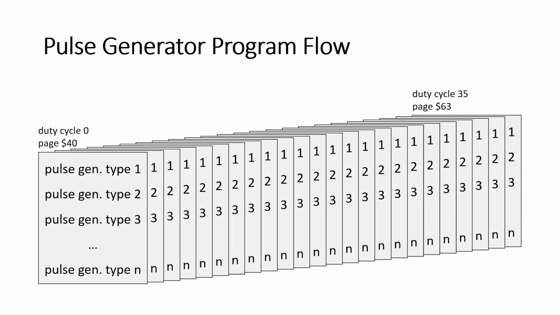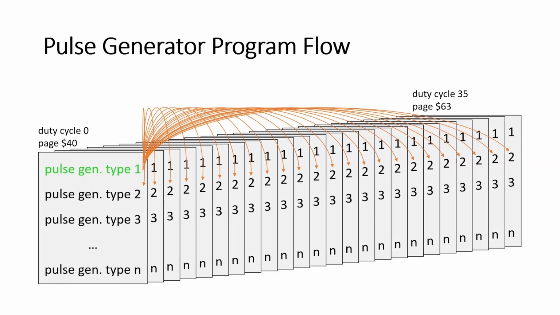I have visualized this for you. Here you see a lot of pages. Each page contains several pulse generator types. And each page is responsible for a certain duty cycle, starting with page hex 40. Now let's presume we are currently executing the pulse generator type 1 for the duty cycle 0 on page hex 40.